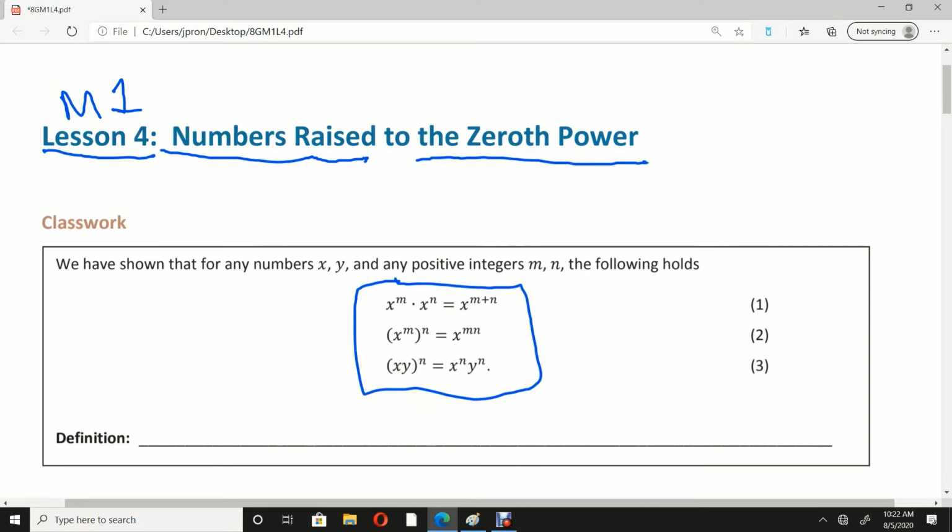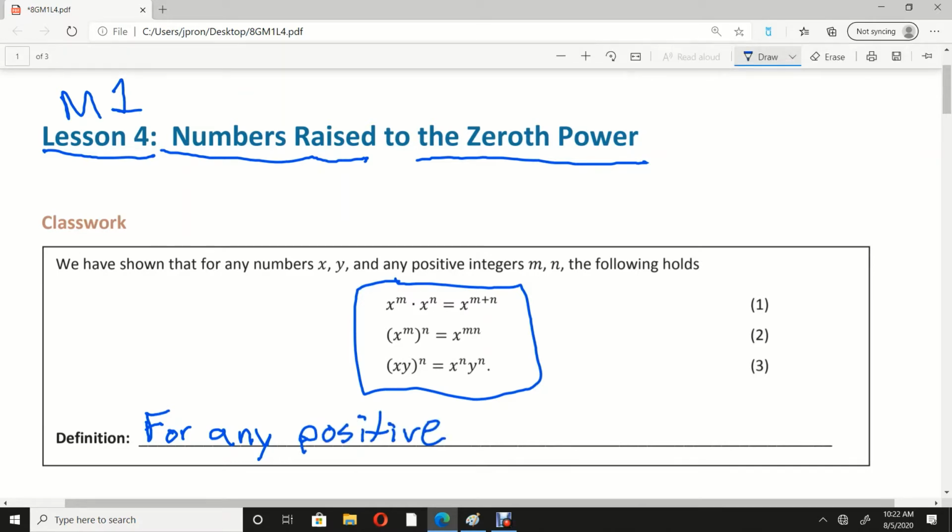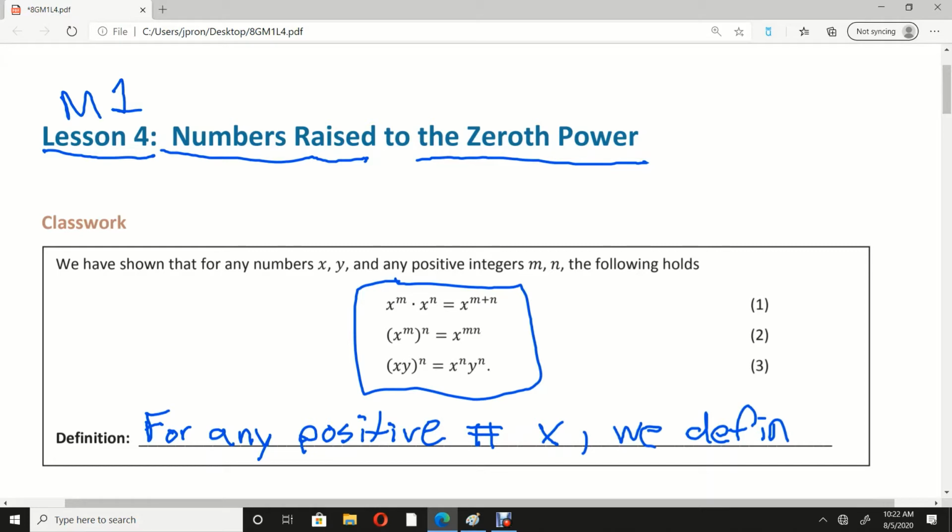And just for a basic definition of this, and you're going to write this as I'm writing it, for any positive number x, we define x to the 0th power as equaling 1.